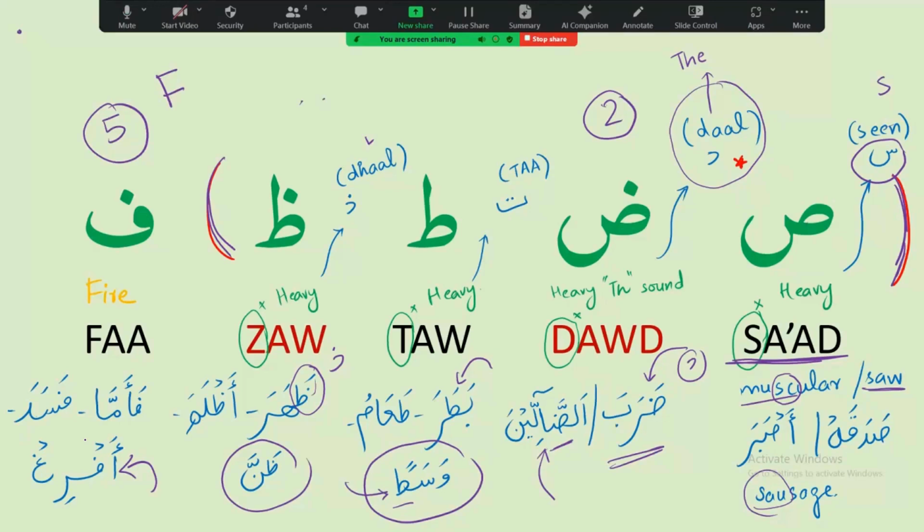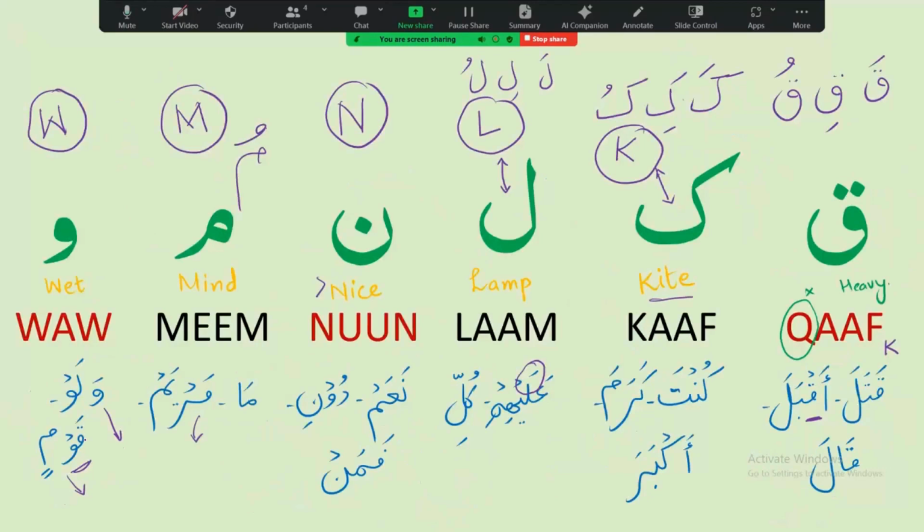Okay. Moving onwards, we have the letter qaf, which is heavy. Qaf. The sound is like qa, qi, qu. Right? The next will be a light kaf. Kaf. We say ka, ki, ku. The third on this slide is lam, which makes sounds like la, li, lu.